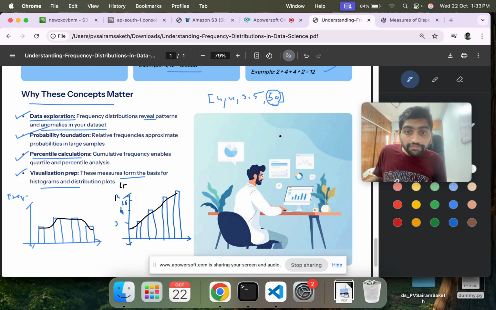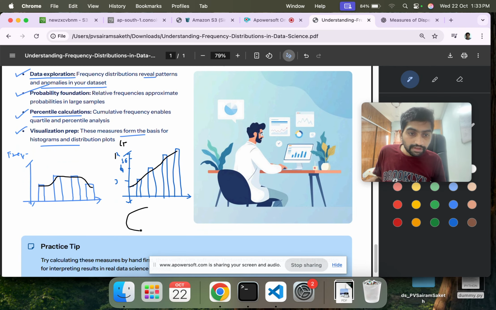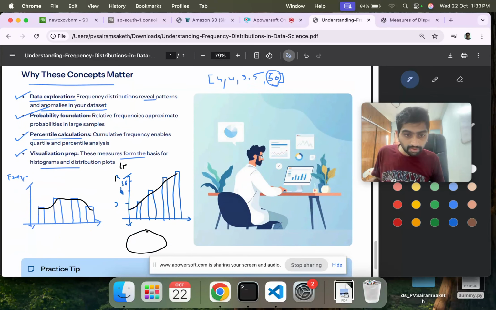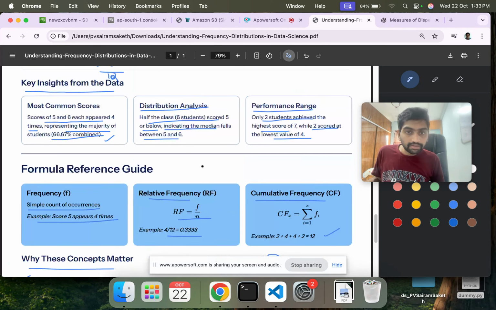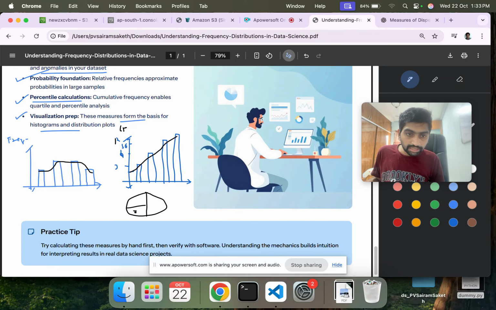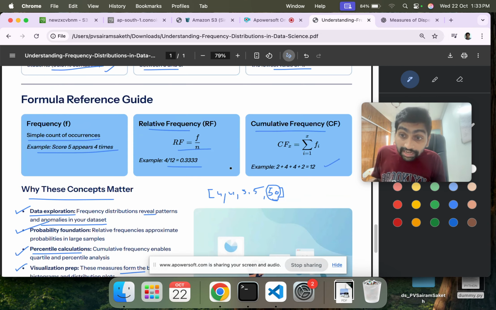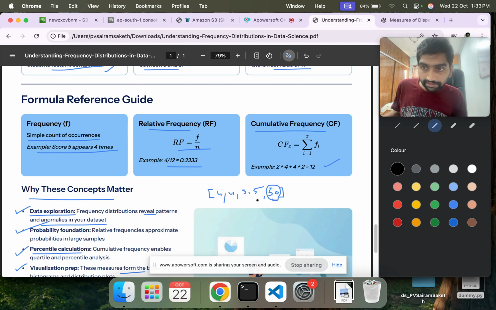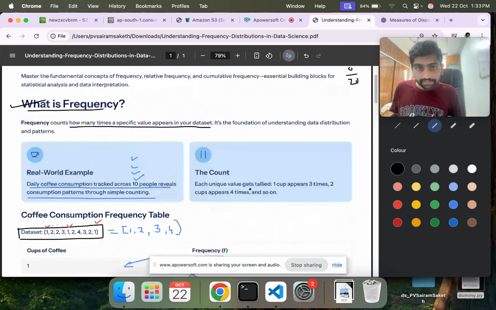By using the relative frequency, you can draw the pie chart. Let's say this is the pie chart. In that you can divide it into parts, like 16.67, you got this much. Then 33.3, then again 33.3, then 16.6, and again 16.6. So like this you can draw the pie chart using the relative frequency. That's why these concepts of frequencies are very important.